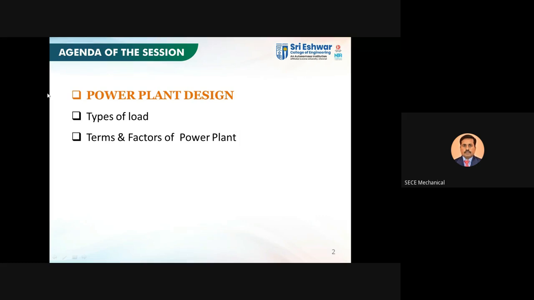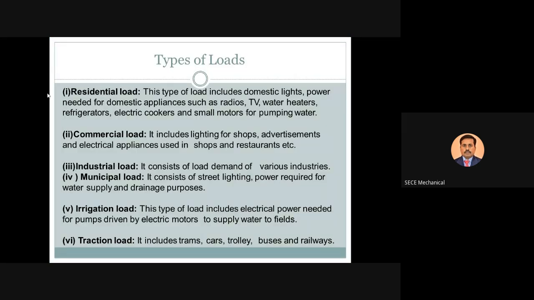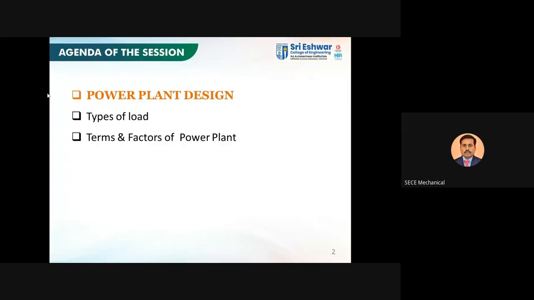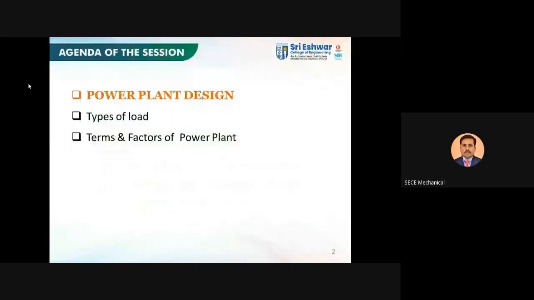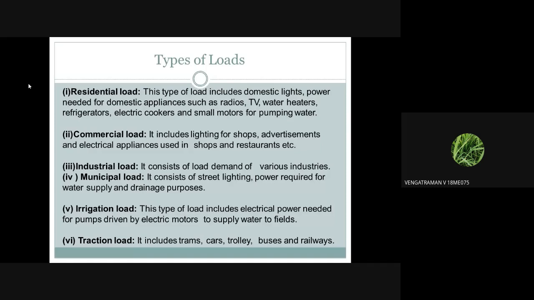Does anybody have an idea what the different types of loads were that we discussed? In this slide you can see the different types of load. Anyone please tell. Venkatraman, do you have any idea? Residential, commercial, industrial, municipal, irrigation, and traction load. Okay, so these are the different types of loads we discussed.